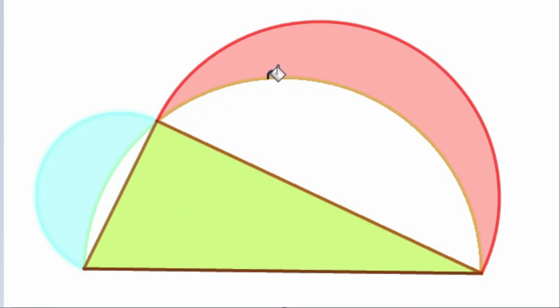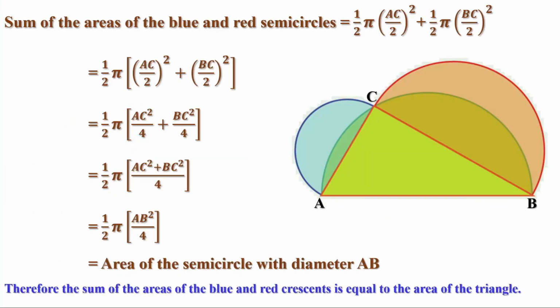Since the sum of the areas of these two semicircles is equal to the area of the large semicircle and the same portion is removed from both, the sum of the areas of the blue and red crescents is equal to the area of the triangle. So we have completed the first section, right angle and circle.